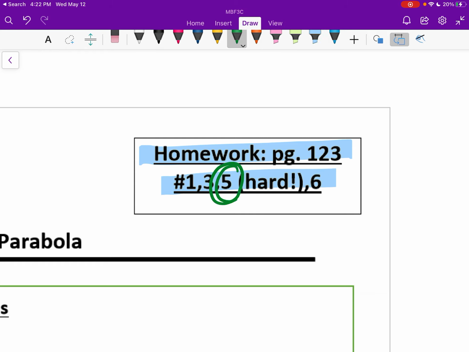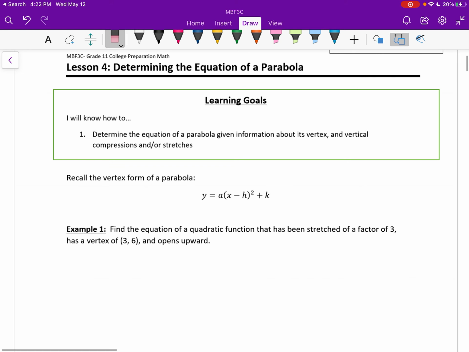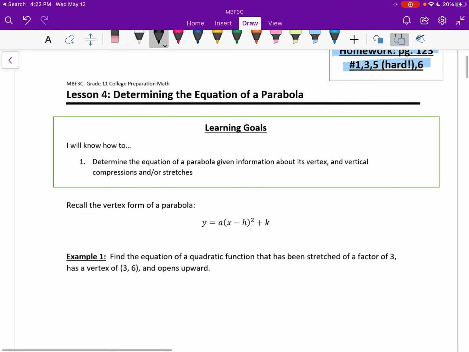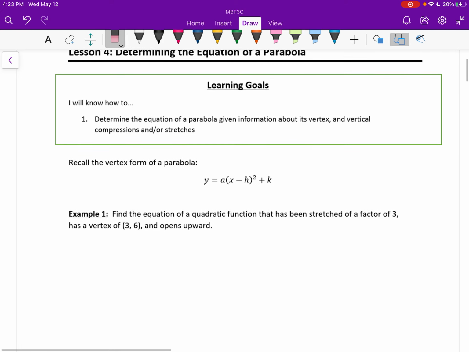Just a heads up, number 5 is a harder question, so try it, but if you don't get it right off the bat, try and look up the solution, and we can go over it in class as well. But number 5 is a harder question, so I definitely would give that a shot just to make sure that you understand and you know how we're doing our notes in this class, or what you should know by the end of this class.